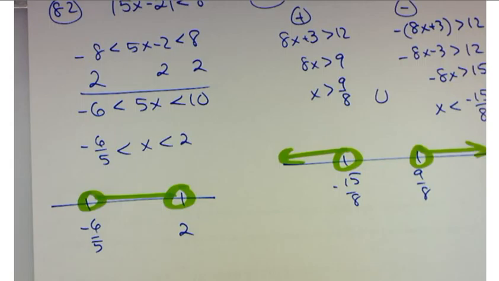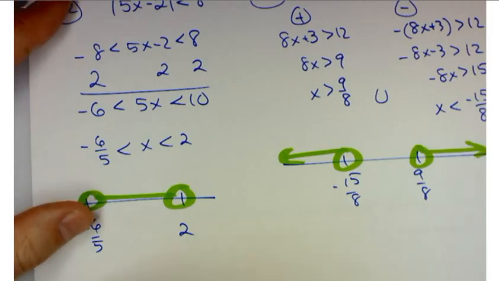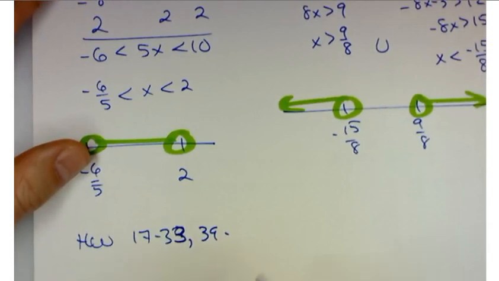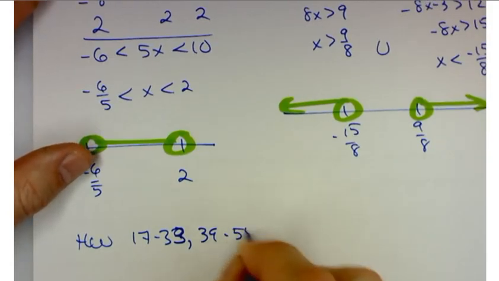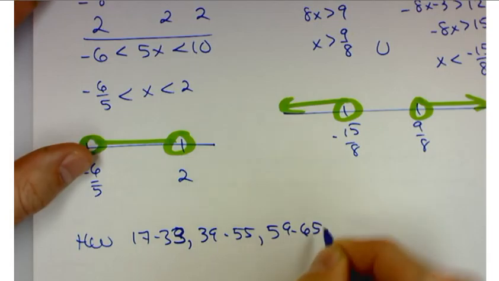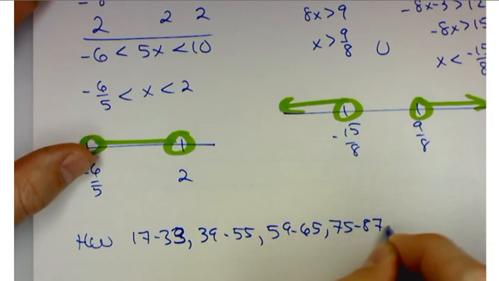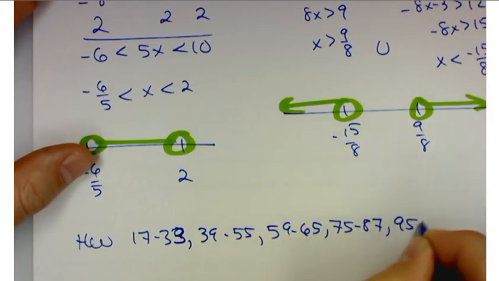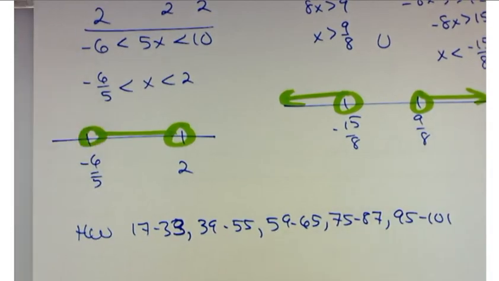Okay, let's call it a day for this section. Let me give you some homework. 17 through 33, 39 through 55, 59 through 65, 75 through 87, and 95 through 101. It may sound like a lot, but I'll give you 2 days to work on it, okay?